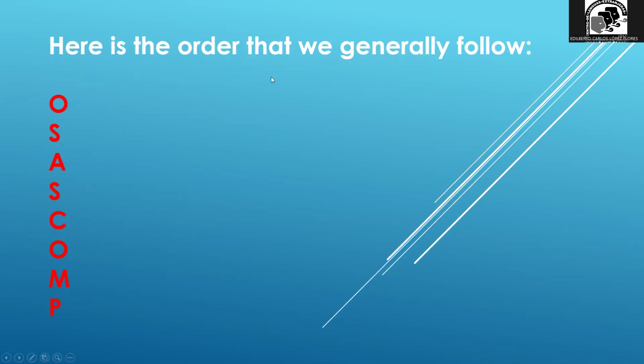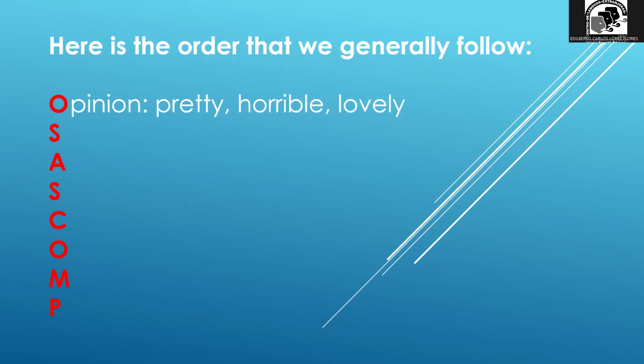Okay, here is the order that we generally follow in English to describe a noun. OSASCOMP. The first one is about opinion. When you are talking about opinion, you can use adjectives like pretty, horrible, lovely. The next one is the letter S for size. Adjectives like huge, tiny, big, little are the ones that you can use in this category.